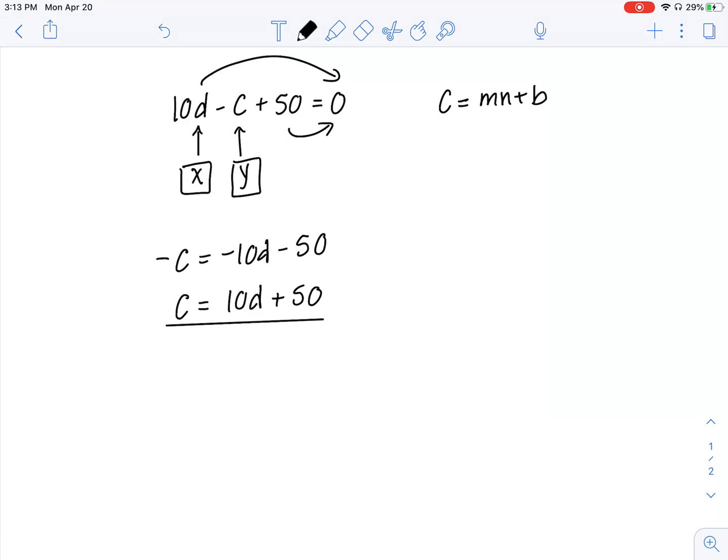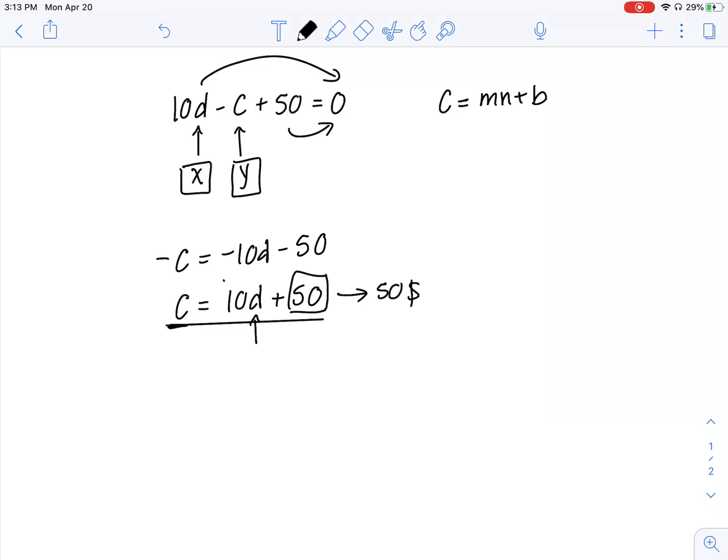Now we're asked to identify the fixed and the variable costs. We can think of our fixed cost much like the y-intercept of the equation. That means even if d equals 0, we're always going to have $50 remaining, or always integrated into our cost. That means $50 is our fixed cost.